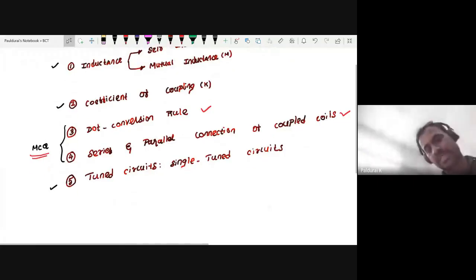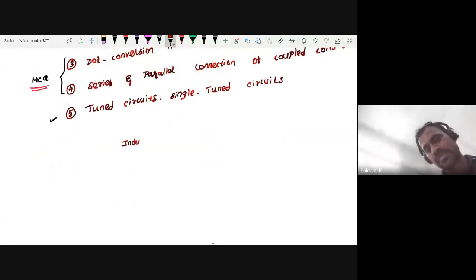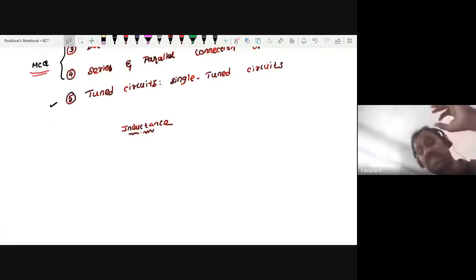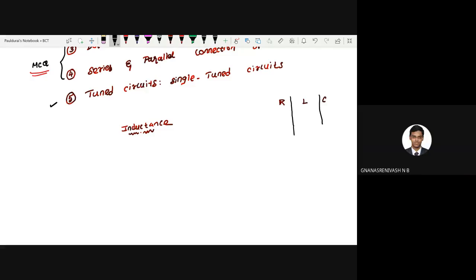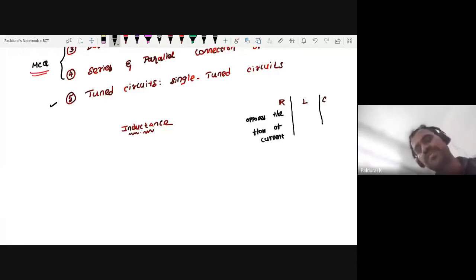So now let me put the heading: inductance. According to my definition, what is inductance? I have already given the definition for three things: R, L, C. What do you mean by resistance, inductance, capacitance? Anyone? First of all, what is resistance? It opposes the flow of current. The keyword is very important: opposes the flow of current.